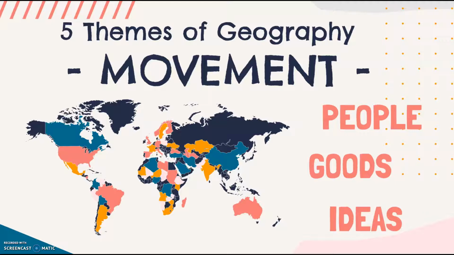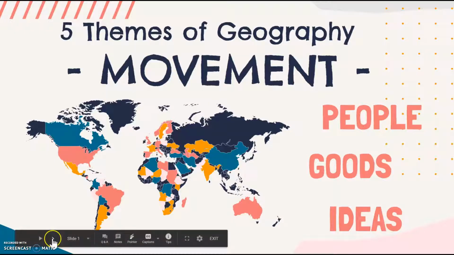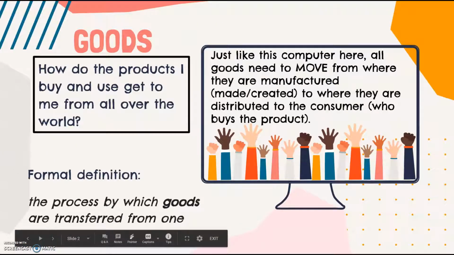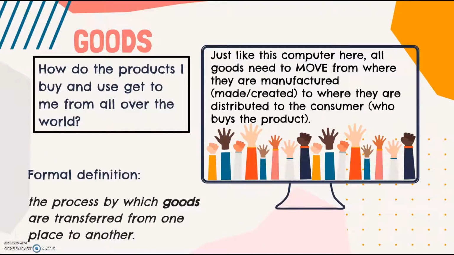Today, we're going to move into our unit on movement. This is our very last of the 5 themes of geography that we're going to cover for this year. We're going to look at 3 aspects of movement: the movement of people, the movement of goods, and the movement of ideas. The first one we're going to look at is the movement of goods.